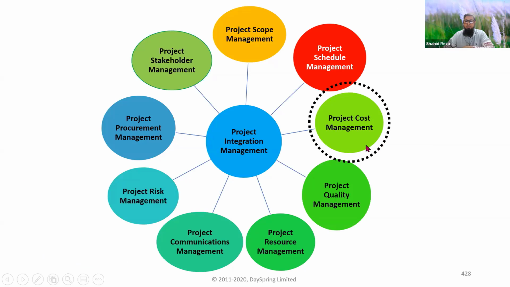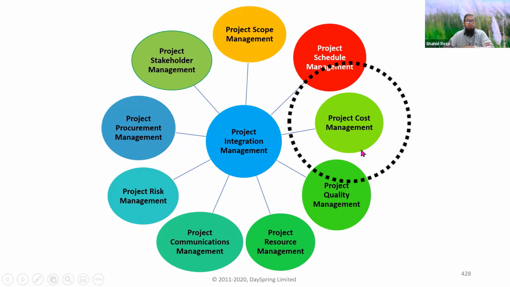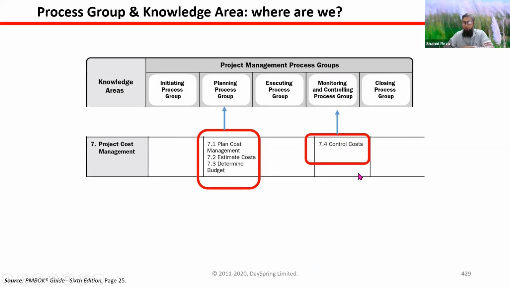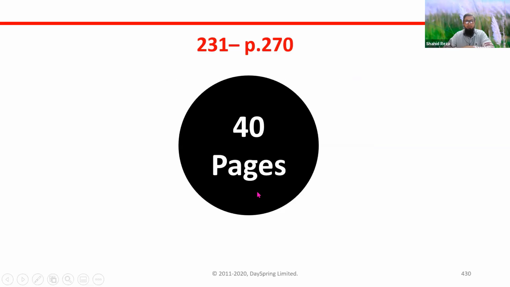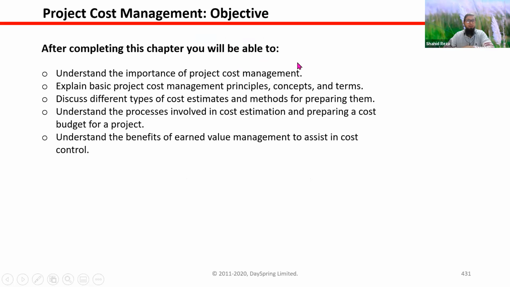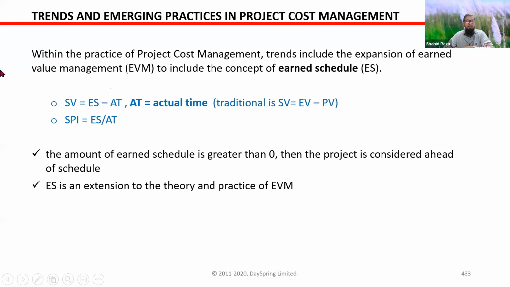Okay, so we are in chapter 7, project cost management, and these are the 4 processes already mentioned and discussed. This is a small chapter, 40 pages in the PMBOK, page number 231 to 270. And we'll see a lot of maths, a lot of equations. When I explain all the maths, then you will understand this. I am not going to discuss it here. I will start at the end of the class to explain all the mathematical formulas and how you apply them in project management.